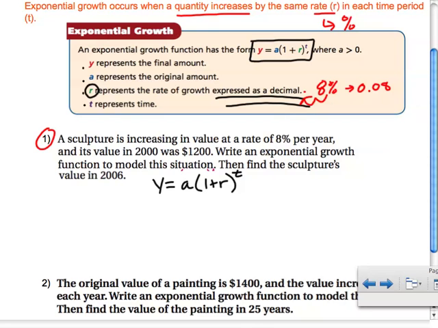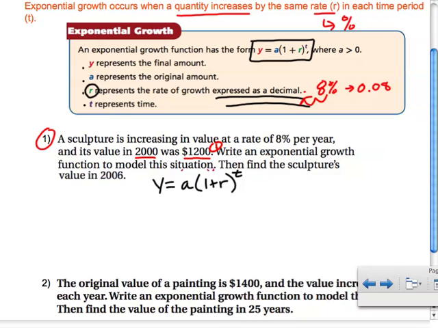So a sculpture, let's do the first one together. I'm going to have you guys do the second one. A sculpture is increasing in value at a rate of 8% per year. Maybe it's increasing in value because it's becoming an antique. It's becoming more interesting as something to buy. And its value in 2000 was $1,200. Write an exponential growth function to model this situation. So that's going to be step 1. Just create an equation that would model this situation of the sculpture, and then find the sculpture's value in 2006.